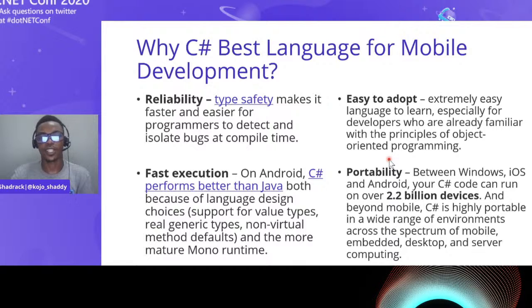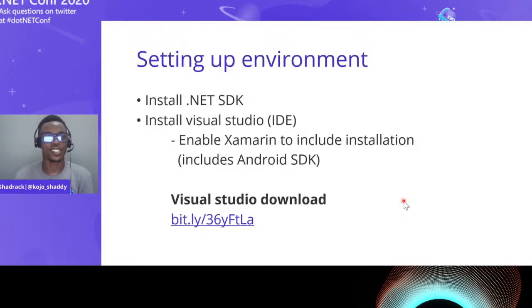And its portability makes it the best language for mobile development, because between Windows, iOS, and Android, your C# code can run on over 2.2 billion devices. That's awesome. And beyond mobile, C# is highly portable in a wide range of environments across the spectrum of mobile, embedded, desktop, and server computing. This is so awesome. You've not seen anything yet. There is a whole lot about C# you are going to learn. And I really appreciate what the .NET community is doing.